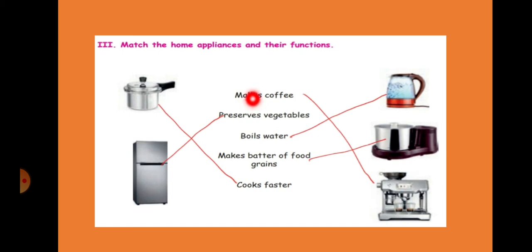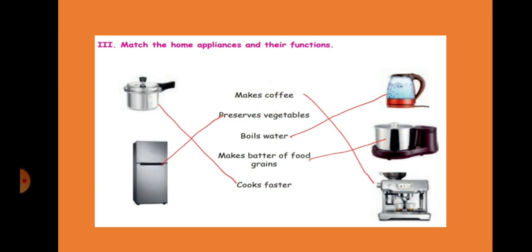Okay, understood children? So these are the home appliances and in the middle we have their functions. So we have to match the home appliance with the function for which it is useful. Okay, understood? So pressure cooker cooks fast, refrigerator preserves vegetables, kettle boils water, grinder makes batter and coffee machine makes coffee.